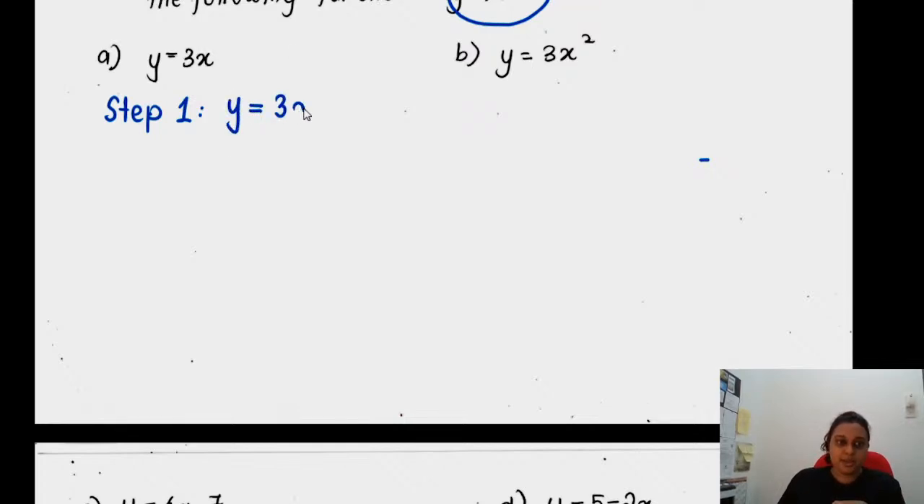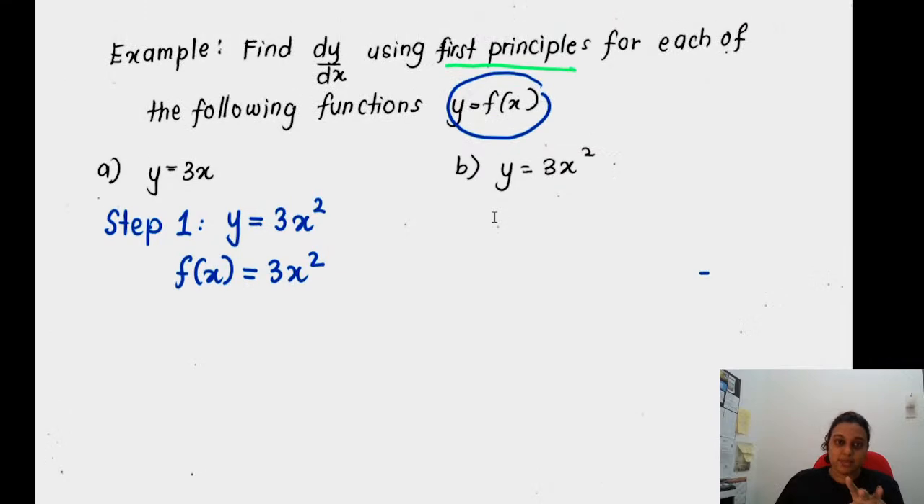So you copy y equals 3x squared. We don't use y, we use f(x). So f(x) equals 3x squared. From here, now you can start with step 1.